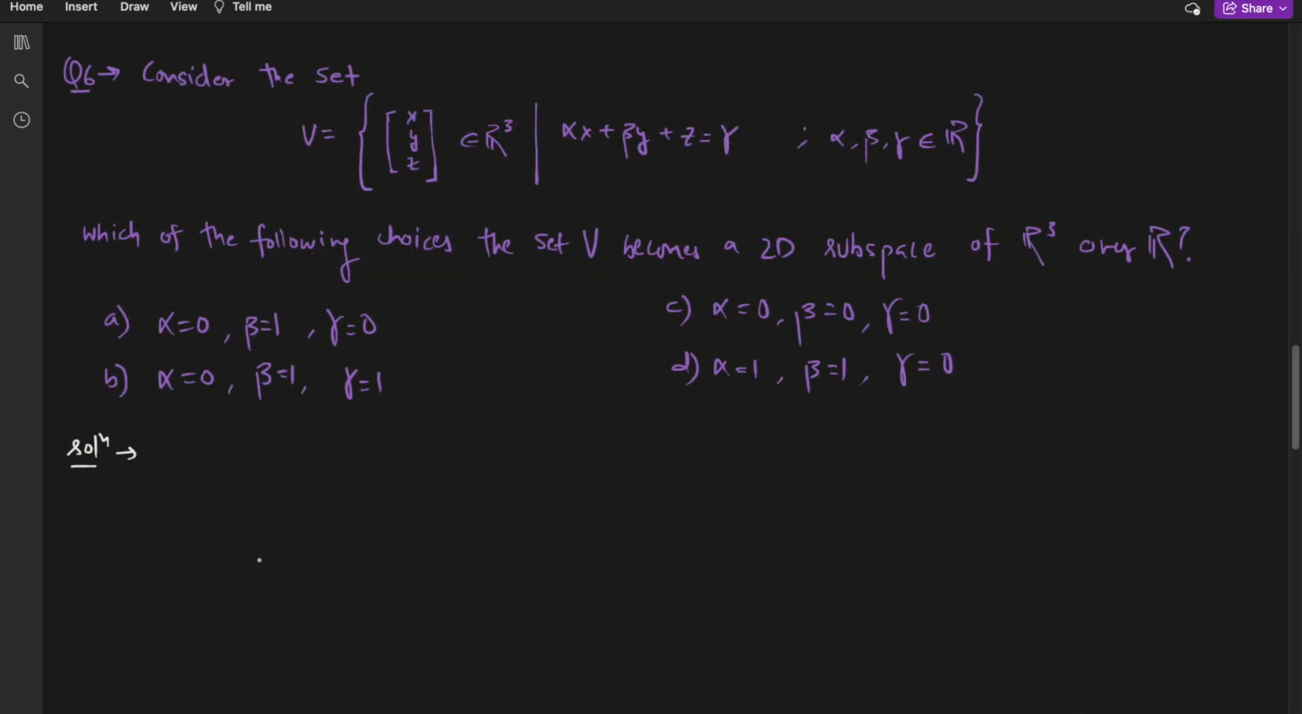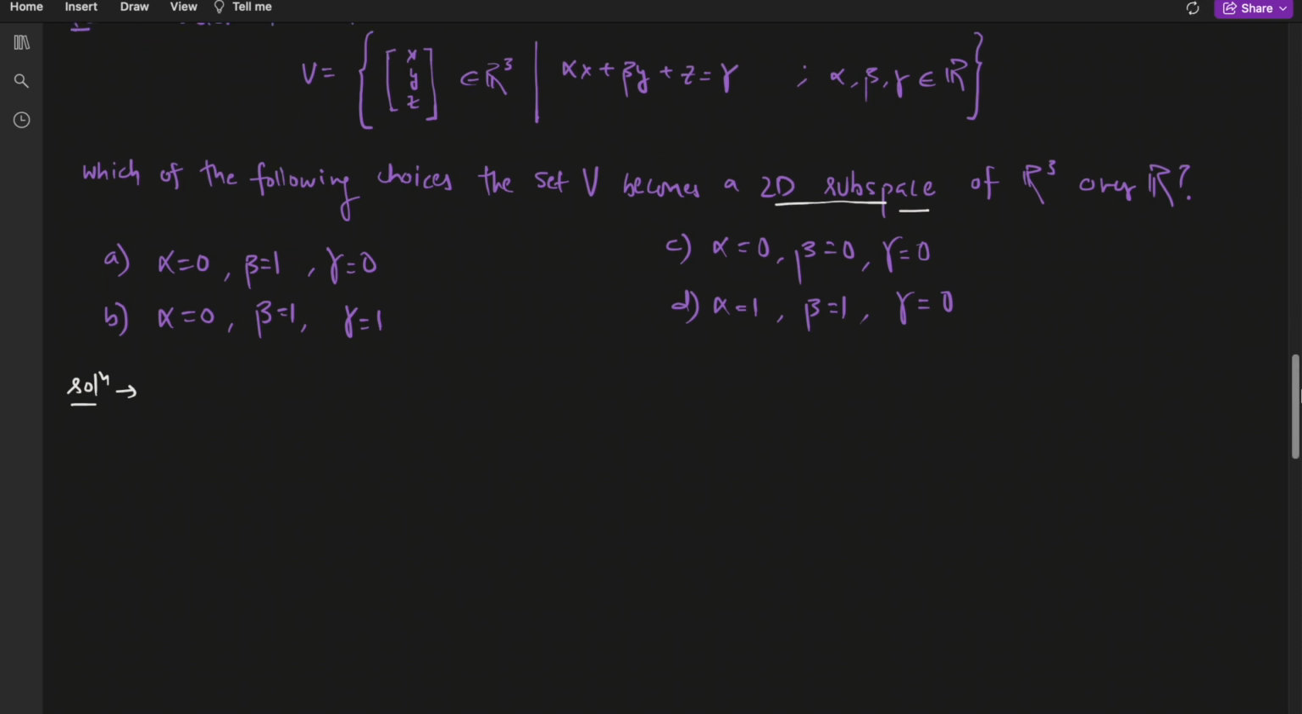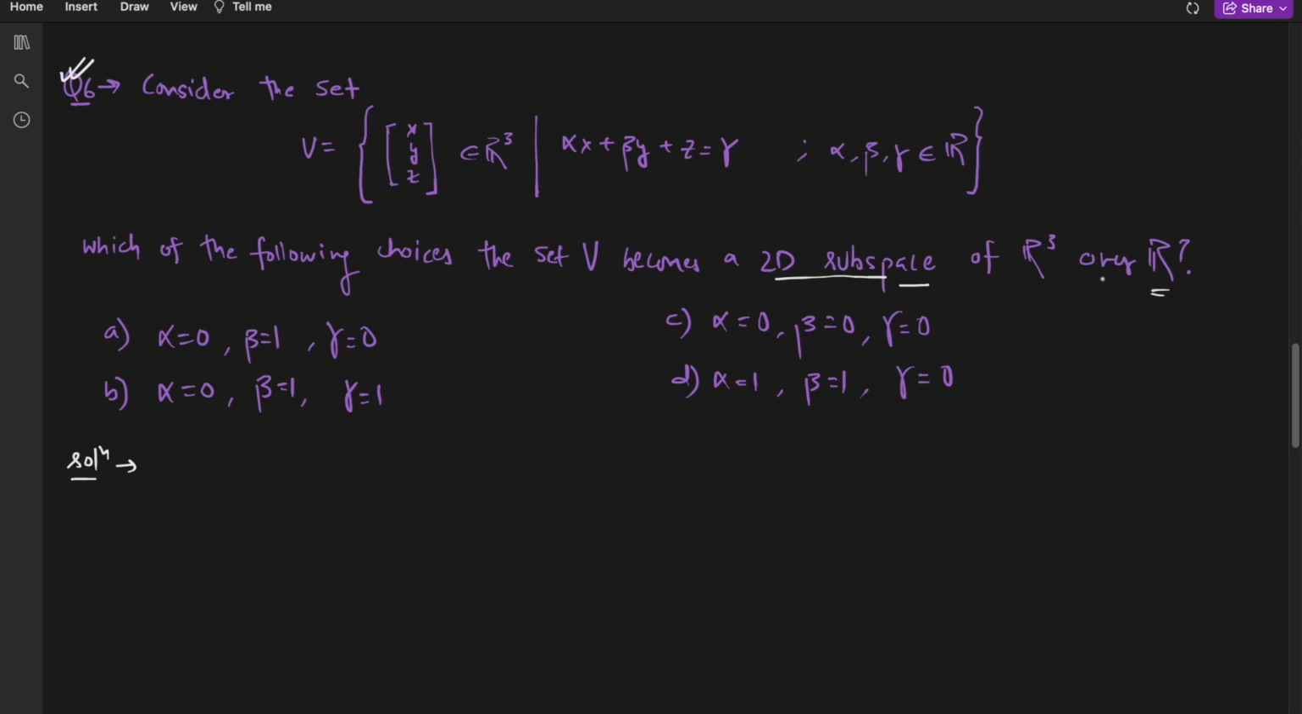So this is an interesting question. This is pretty important. We are given this set. It is saying: consider the set V of vectors (x, y, z) belonging to R cube such that alpha times x plus beta times y plus z equals gamma, where alpha, beta, gamma are real values. For which of the following choices, options A, B, C, D, does the set V become a 2D subspace? What should be the values of alpha, beta, gamma such that this set V becomes a valid 2D subspace of R3 over R?